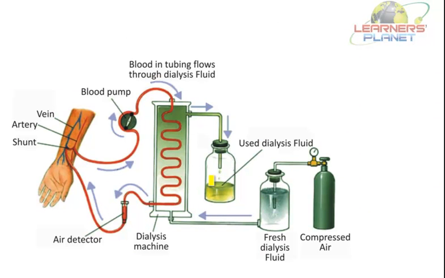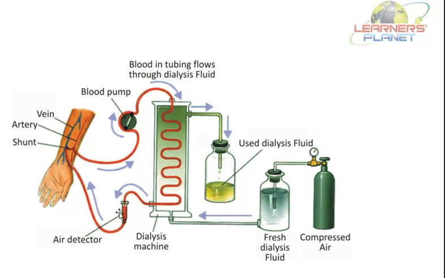Basically, what happens in dialysis? Here you can see a beautiful picture which shows how this dialysis machine works. Now from here, this is the vein, this is the artery, and this is its shunt from which the blood passes.